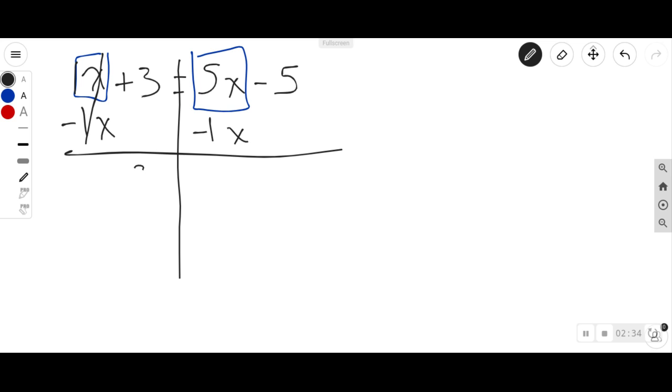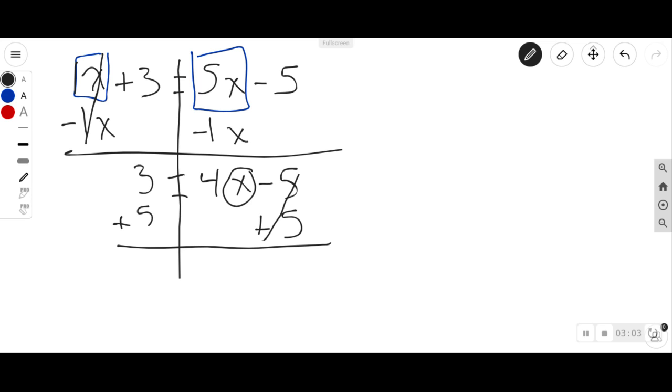So first, that's going to leave me with a positive 3 on the left. 5 minus 1 is 4x, and I'm going to drop that minus 5 down. Now that gives us a two-step, and notice our x is now by itself, so we're good to go. I don't want to move the x anymore. So first, the thing farthest away from the variable on its side is the 5. A minus 5 means we do a plus 5. It's opposite. That way we can cancel it out.